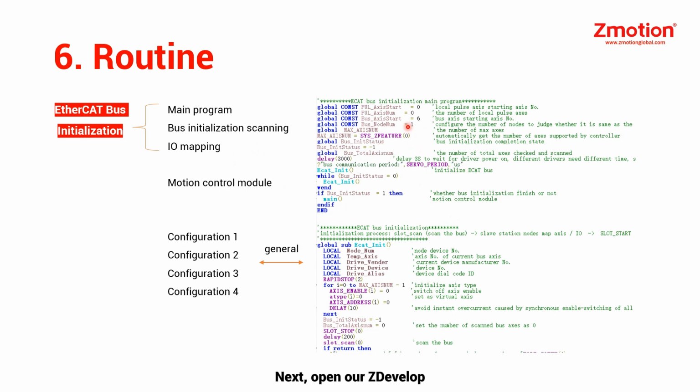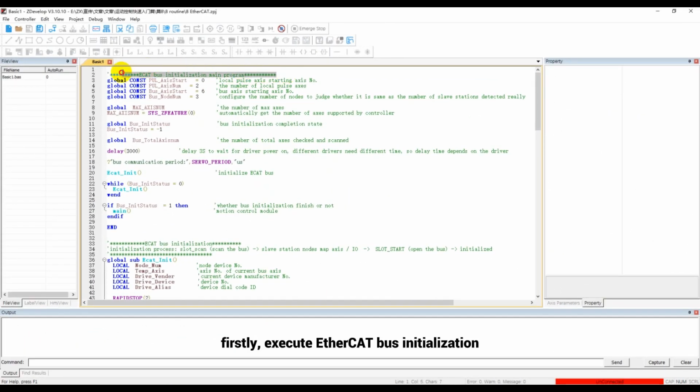Next, open our ZDevelop. Firstly, execute EtherCAT bus initialization. Define parameters. Use the global command to define its global type for cross-file calling. Usually these four constants are enough. Fill in them according to actual needs.